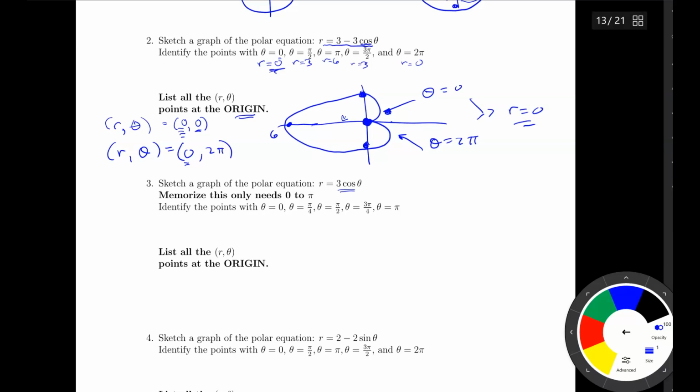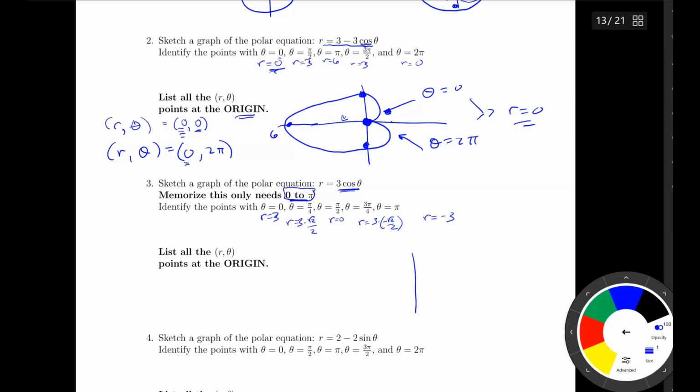Okay, so r equals 3 cosine. When r is 0, excuse me, this is the one that only needs 0 to pi. This is something you just need to know. If I use angle 0, I get r is 3. If I use angle pi over 4, I get 3 times root 2 over 2. Angle pi over 2, that gives me r is 0. Angle 3 pi over 4, this gives me r equals 3 times negative root 2 over 2. And then if I put in angle pi, I get -3.